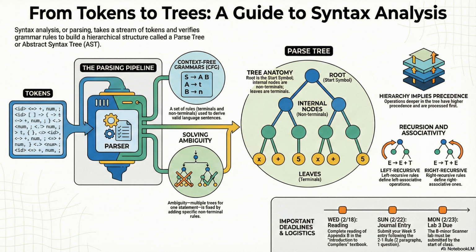But the anatomy is what matters. At the very bottom, the leaves of the tree. That's your actual code. That's the tokens. A plus A, B. And the branches, the parts in the middle. Those are the internal nodes, the joints where branches come together. Those are your grammatical categories, things like expression or STMT for a statement. And at the very top, the root is the start symbol. Usually that represents the entire program.